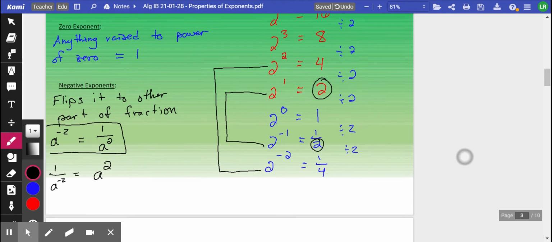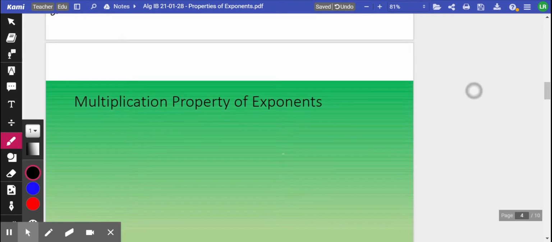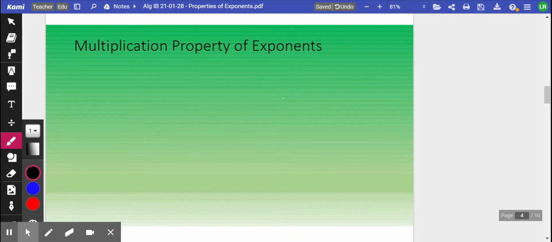So, let's go ahead and first start with the multiplication property of exponents. Okay, so multiplication property of exponents. Essentially, we have two values being multiplied together. Now, one of the big things is they do have to be the same base for these to occur.